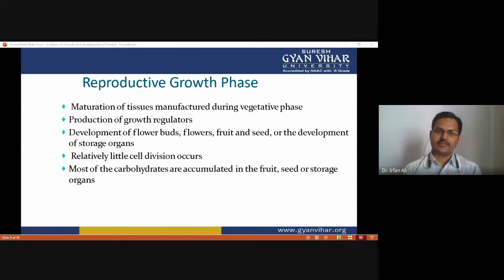So these are the major parts which occur during the reproductive growth phase. Relatively little cell division occurs during the reproductive growth phase as compared to the vegetative growth phase, and most of the carbohydrates are accumulated in the fruits, seeds, and storage organs.